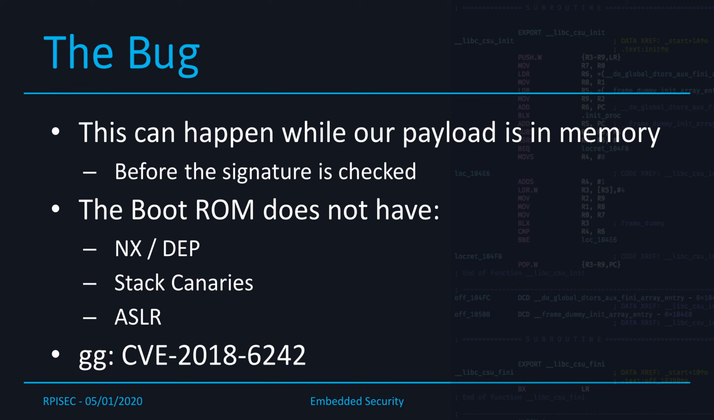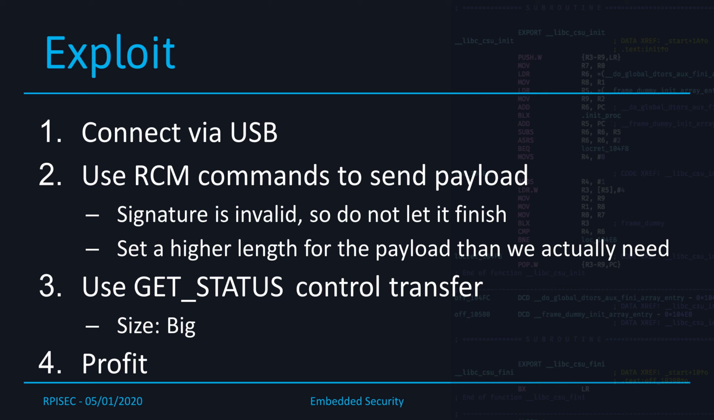So this is just arbitrary code execution. You connect to the switch over USB. You use RCM to send over a payload that is basically what you want the stack to look like. You overwrite all the return addresses, whatever. The signature is invalid, so you need to not let the transfer of that payload finish. So it's like writing this data into the buffer.